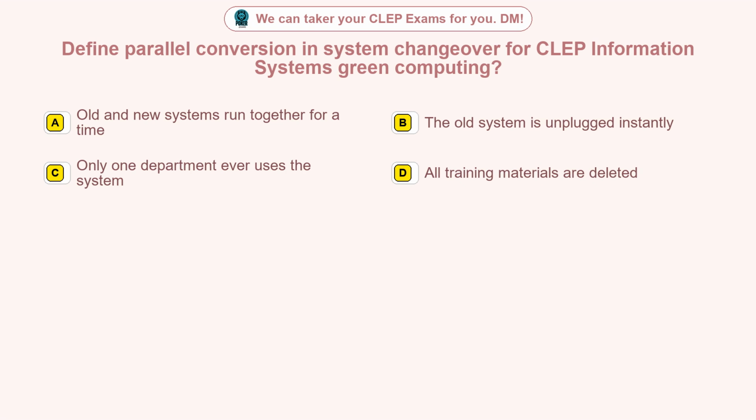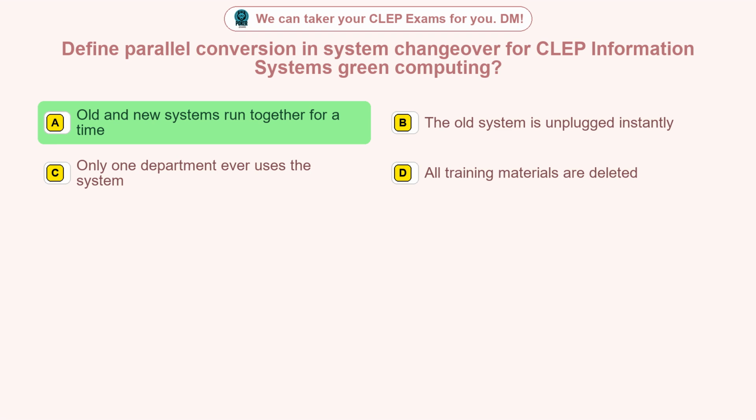Define parallel conversion in system changeover for CLEP Information Systems Green Computing. Option A. Old and new systems run together for a time. Option B. The old system is unplugged instantly. Option C. Only one department ever uses the system. Option D. All training materials are deleted. The correct answer is option A.